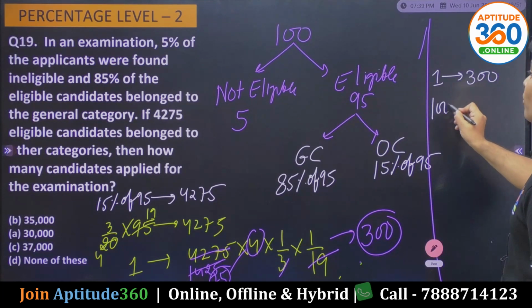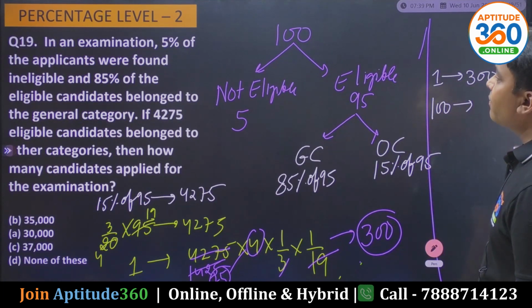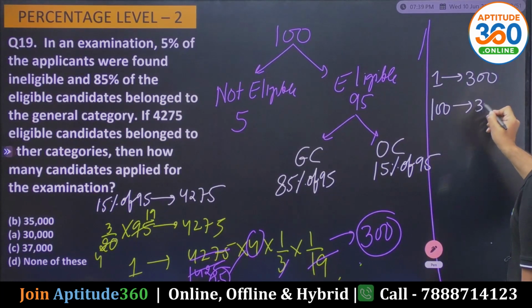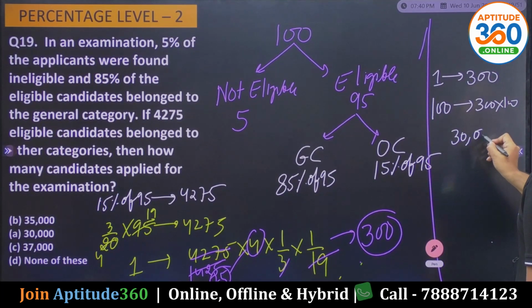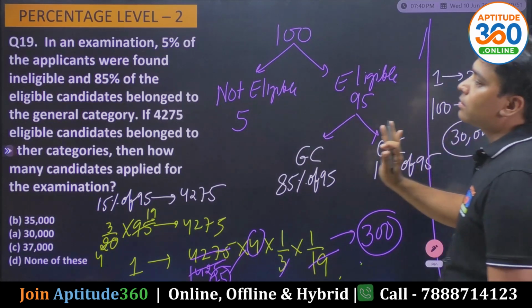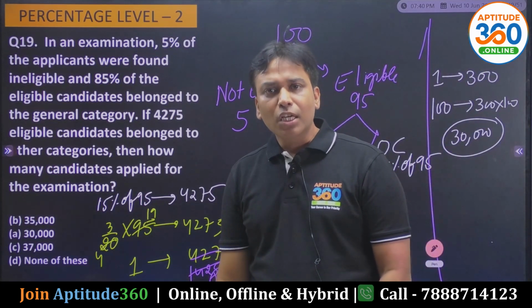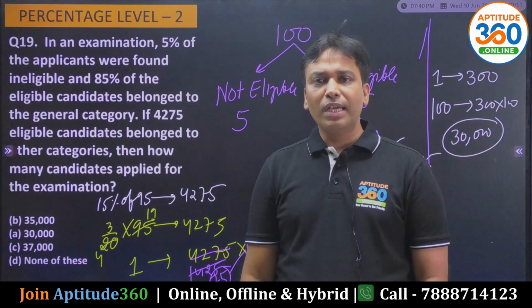And how many applicants have we taken in the problem? 100. So R100 is going to be 300 into 100, and that is nothing but 30,000. Simple, isn't it? You don't have to do a lot of calculation to simplify these kinds of problems.